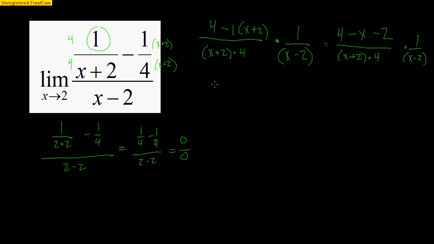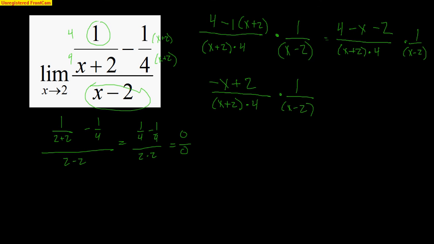On top, that's going to be negative x plus 2, right? 4 minus 2 is 2, okay. All divided by x plus 2 times 4 times the reciprocal, remember, which was 1 over x minus 2. That was basically this guy right here. Instead of dividing, I multiplied by the reciprocal.